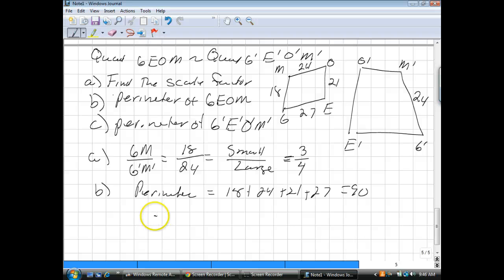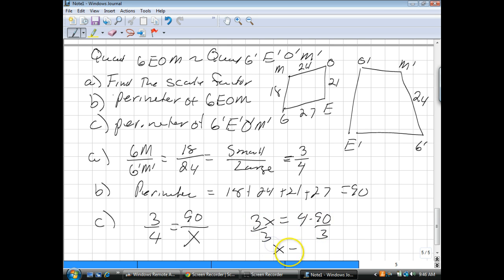So what I can do is I use my scale factor, and so the perimeter of the small one is 90, but I don't know the perimeter of the larger one. So I just set up a proportion, and then 3x equals 4 times 90, divide by 3. So x equals 4 times 30, or 120. So the perimeter of G prime, E prime, O prime, M prime is 120.